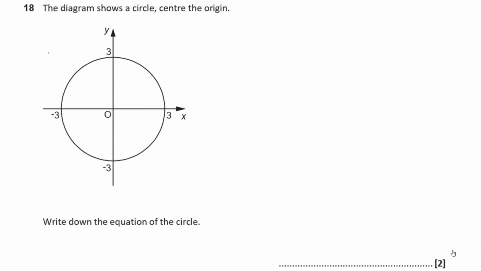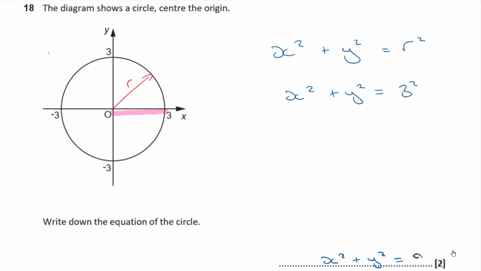Okay, question 18. The diagram shows a circle centre at the origin. Write down the equation of the circle. Now, this is a very straightforward question because the equation of any circle centre origin is always of the form x squared plus y squared equals r squared, where r is the radius of your circle. Okay. Now, we can see the radius of the circle quite easily because we know this distance from here to here is 3. So the radius is 3, and that means that the equation of the circle is going to be x squared plus y squared equals 3 squared. 3 squared is 9, so the equation of this circle is x squared plus y squared equals 9.